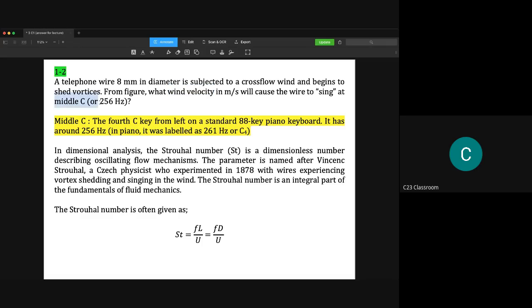So this question might be tricky. Middle C is actually a common frequency for musicians. It is a frequency with a slightly higher pitch, where people start to notice that sound. It is equal to 256 hertz. I just give you the 256 hertz.